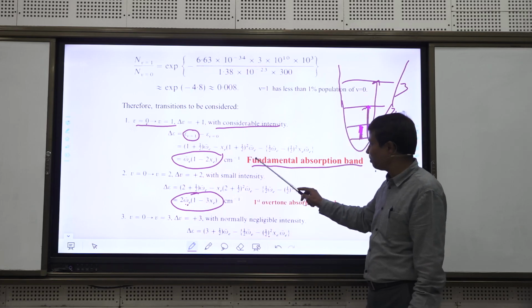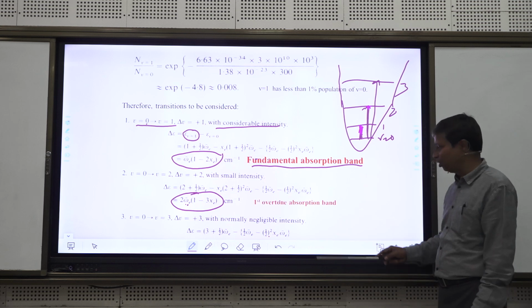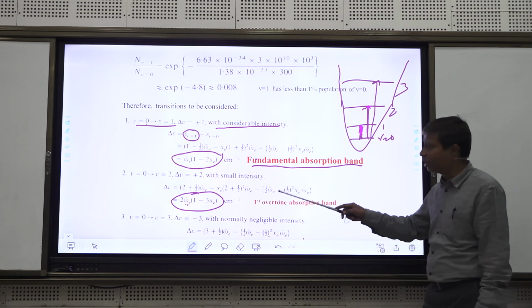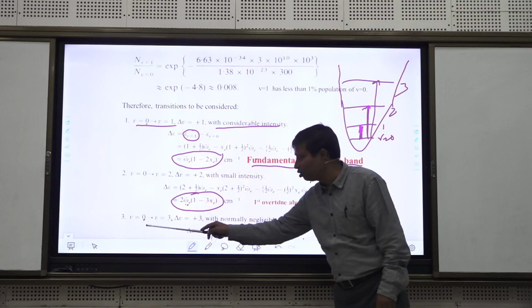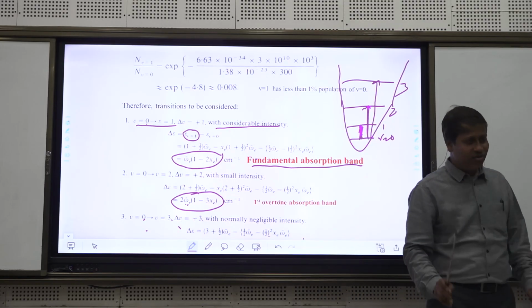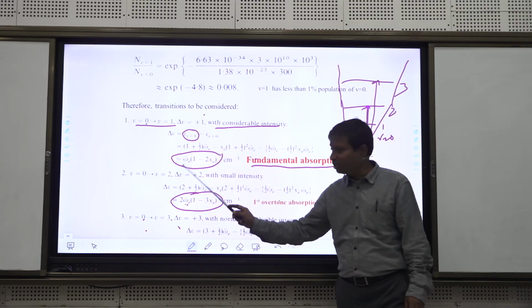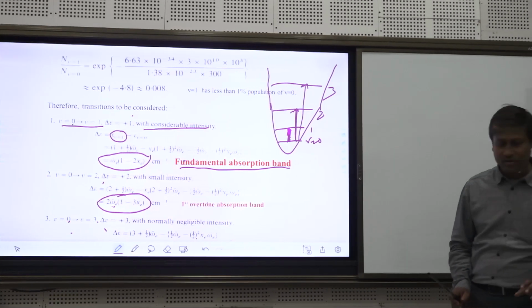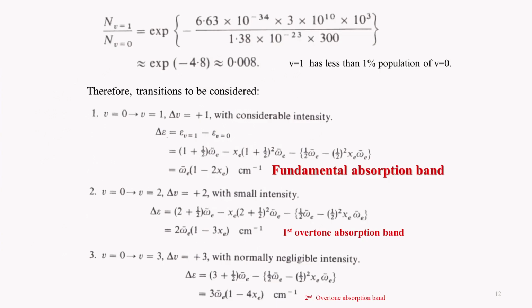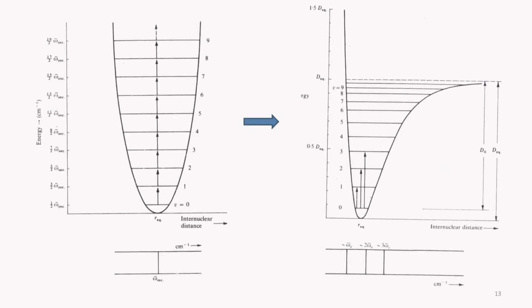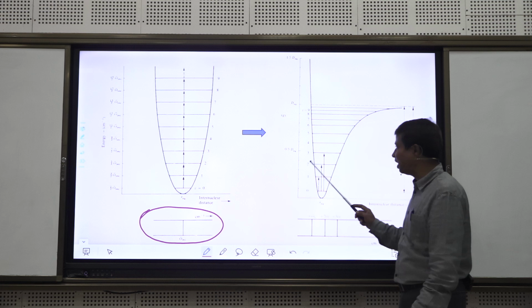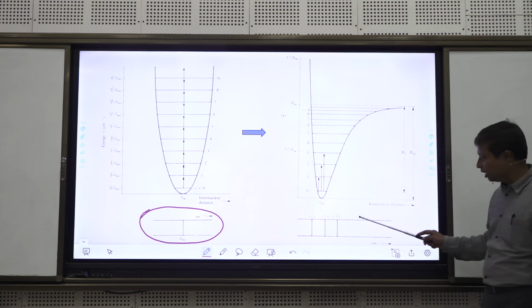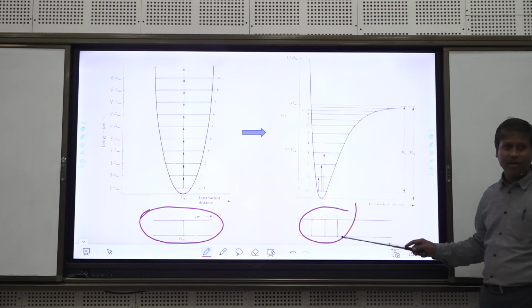This is called fundamental absorption band, this is called first overtone, this is called second overtone, and if you keep on thinking 0 to 3, 0 to 4, 0 to 5, but in reality we see the fundamental absorption band and then the first overtone. Other bands' intensity is so small that we don't see them in reality. So what we have learned so far is this: we had a simple harmonic motion which gives one band. Now we have an anharmonic oscillator which gives you multiple bands.